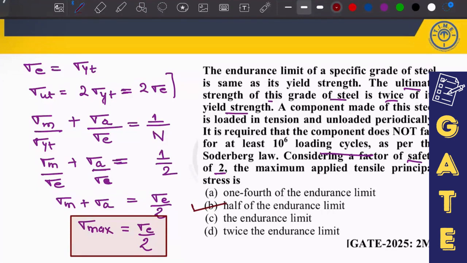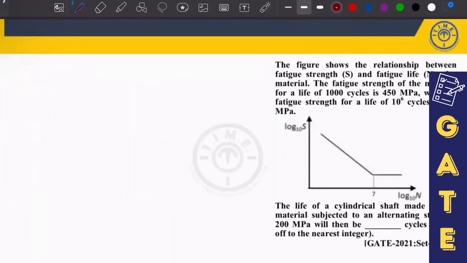How many of you got the option B? Okay. So half of the endurance limit. That means option B is the correct answer. Very good. Now, this question was asked in GATE 2021.